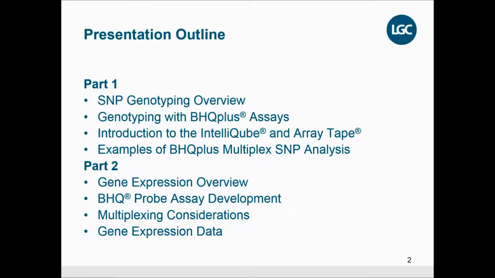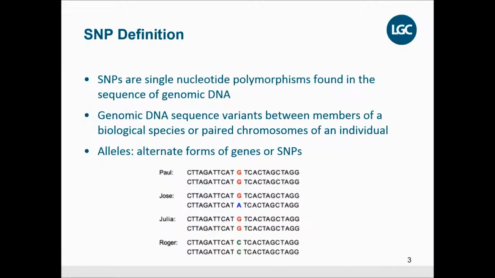I'd like to start with an outline of the presentation. I've broken it into two parts for today's talk. The first part is going to highlight the use of BHQ Plus probe assays and the IntelliQube real-time PCR instrument for multiplex SNP analysis, and we will highlight examples of data from various research areas. The second part of the talk, I'll switch gears and get into gene expression and the use of BHQ probes for qPCR assay design, and talk about multiplexing considerations and highlight some of the data we've been able to generate.